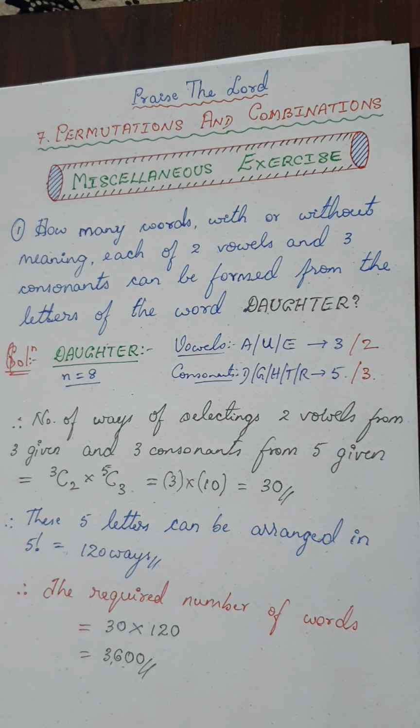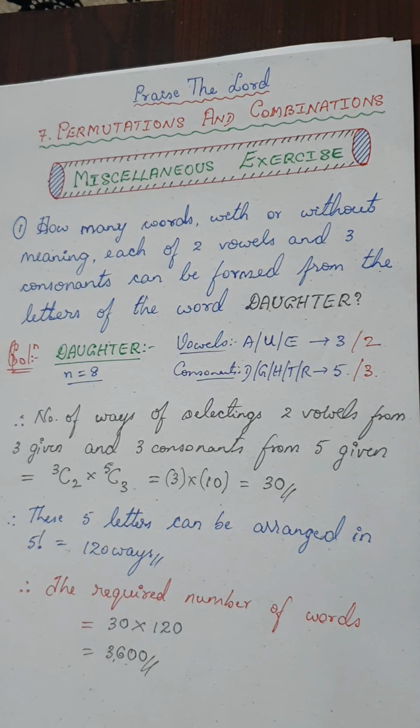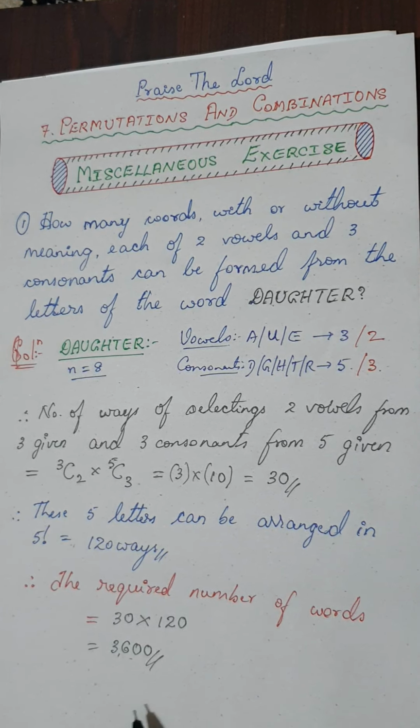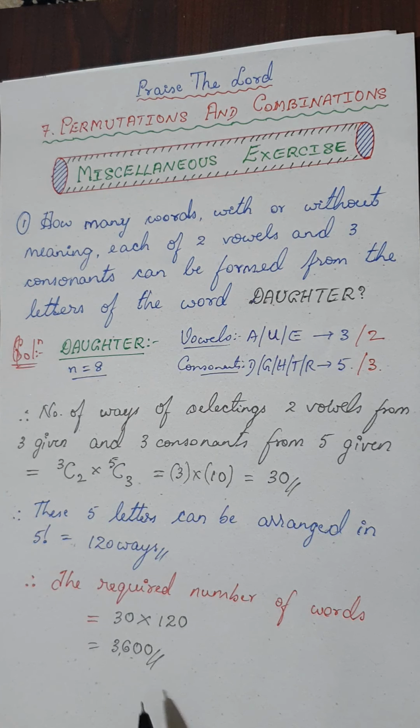Out of this, 8 letters are there. Out of one word daughter, there are 8 letters, but you can make such a huge number of combinations, which is nothing but 3600 words, not letters, words. Again, this is with or without meaning. You need not worry whether it has a meaning or not. Don't you think this question was challenging? Of course it was. So that's it with the first question. Let us take up the next one.